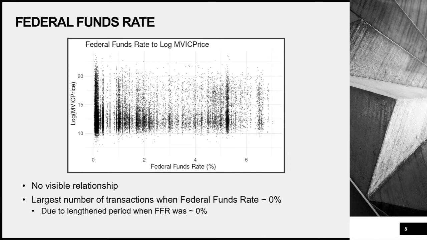The second portion that we're interested in is the relationship between the MVIC price and the FFR. Here we have a scatter plot to visualize this. Based on this plot, there seems to be little or no relationship between the two variables. The distribution in MVIC price seems to be spread out evenly throughout different rates. The only main thing we see is the large number of transactions when FFR was close to 0%, which is mainly due to the lengthened period when the rate was kept low after the financial crisis.